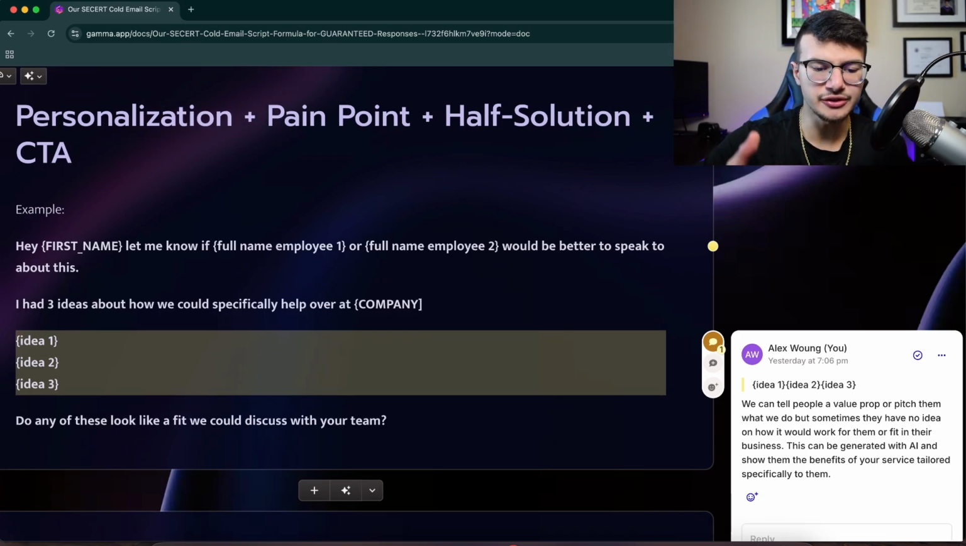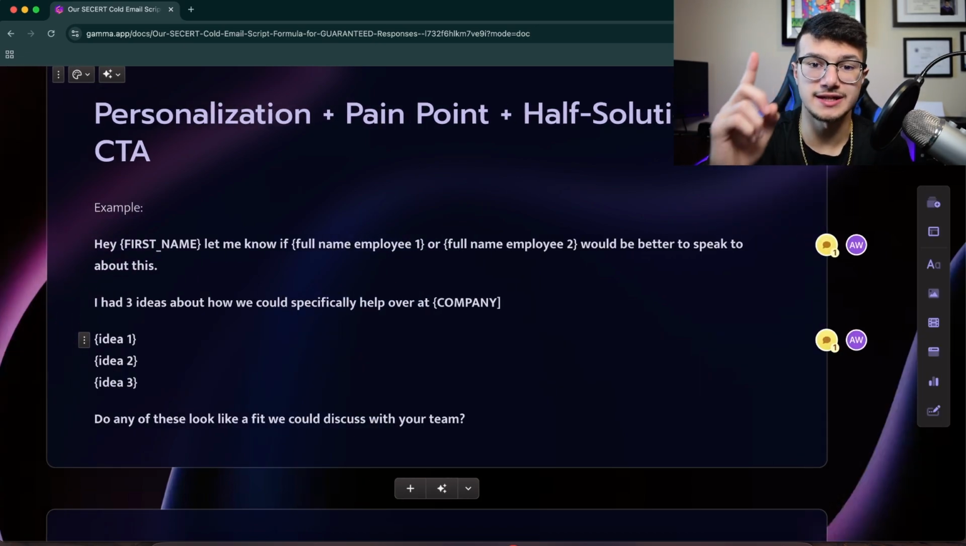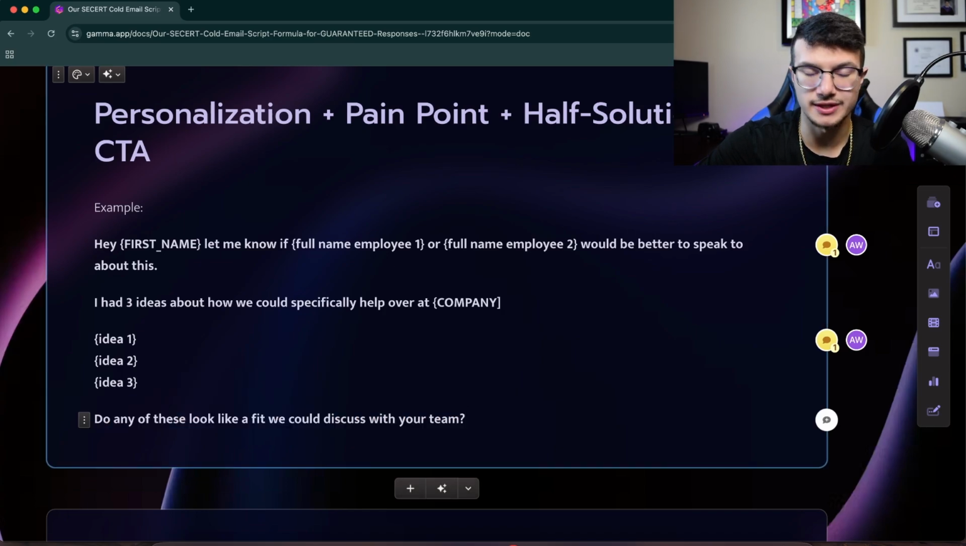So like I say, I had 3 ideas how we could specifically help over at company. We could build out an email campaign targeting exactly who they target and reach out to them at scale. We can create personalized campaigns based on the last event they went to and reach out to them or something of that sort. And giving that away in the very first email can just show significant results because, again, you're not asking to book a call off the bat. Do any of these look like a fit we could discuss with your team? Or would it be okay if we discuss this a little more, right? Anything of that sort. So that is the golden formula that we have went about.